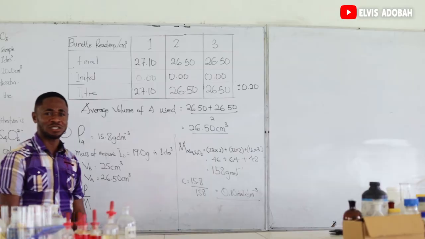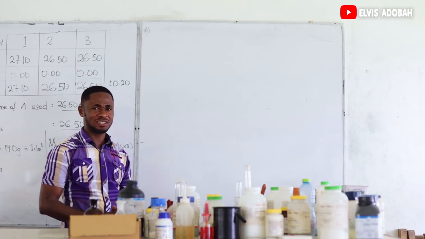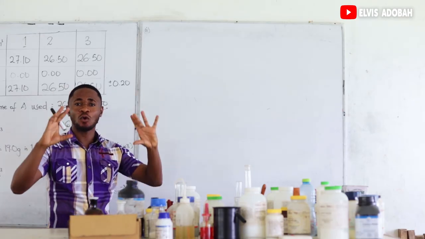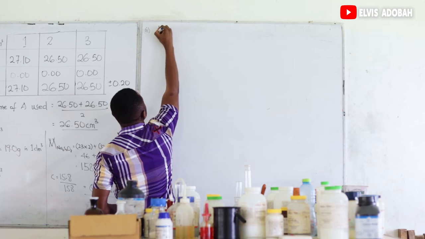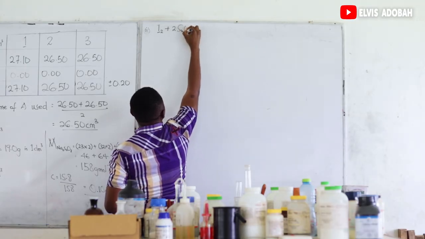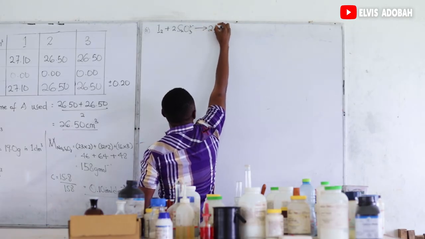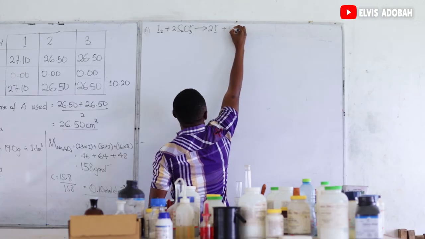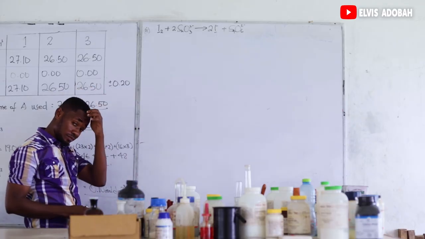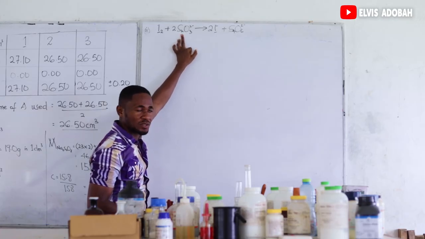Let's go to the II part of the question. In the second part of the question, the II, we're asked to calculate the concentration of iodine, also in mole per decimeter cube. But to do that, we need the equation for the titration. The equation states that 1 mole of iodine combines with 2 moles of thiosulfate to form 2 moles of I minus and a mole of S4O6 2 minus.